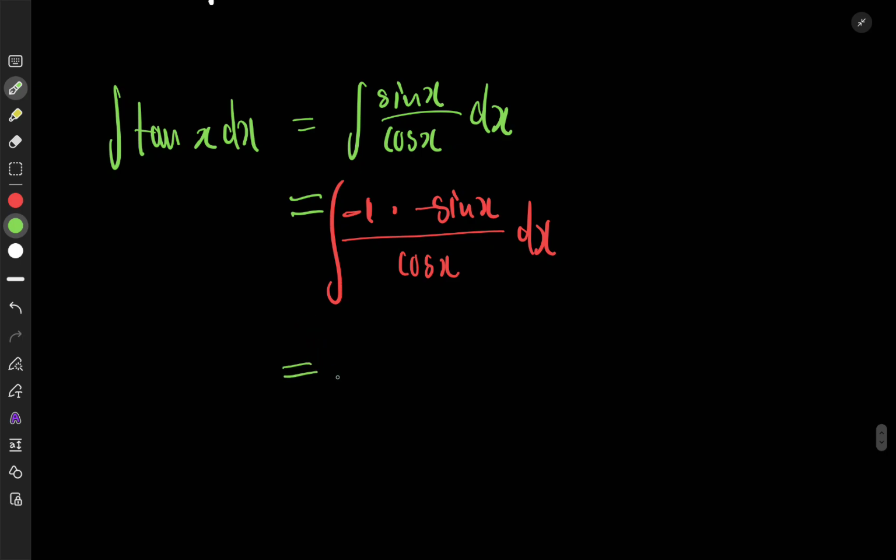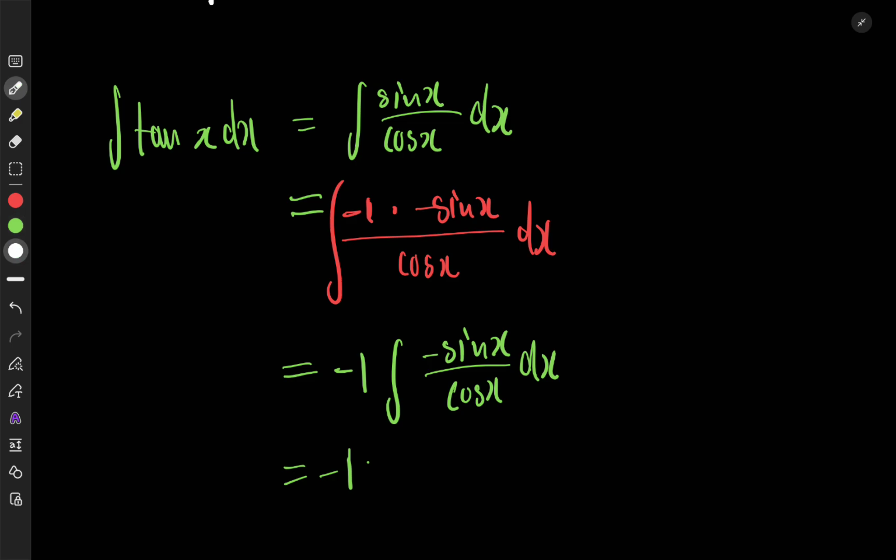And then now what are we going to do? We bring minus 1 outside. So minus 1, the integral of negative sin x over cos x with respect to x. And then now, what happens here? Well, since we know that the top is exactly the derivative of the bottom, we're going to make it ln. So it's minus 1 multiplied by ln of the f of x, which is the bottom. ln of cos x. Then we put our constant of integration c, and this will be everything, and we would be done.